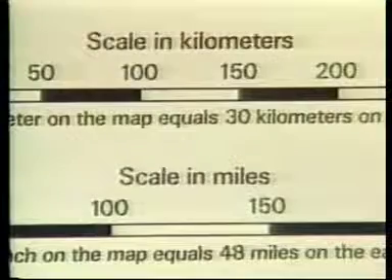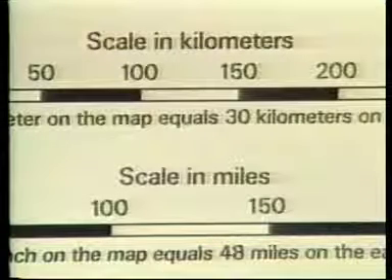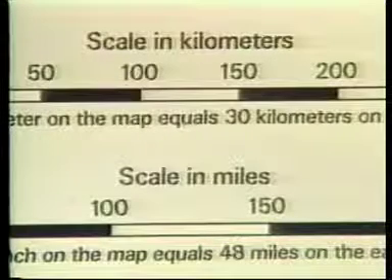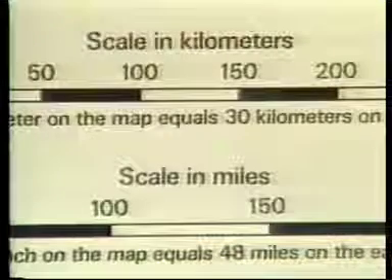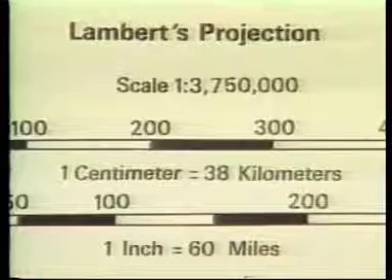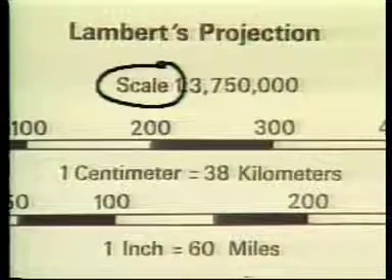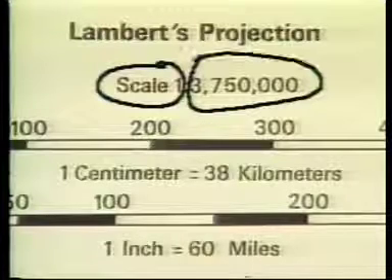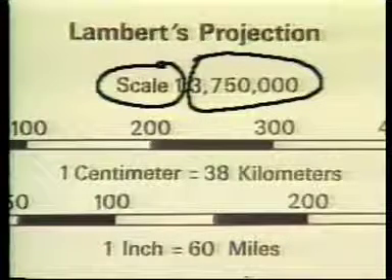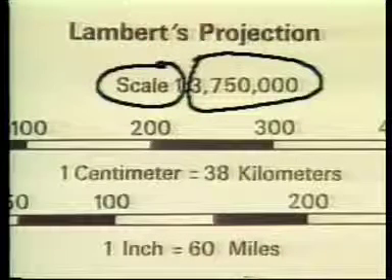Every map should also have a scale. Scale shows the relationship between the distance on a map and the actual distance on the Earth. Scale can be represented or shown in three ways. It can be shown as a fraction or a ratio, such as 1 to 2. This ratio means that 1 unit on the map is equal to 2 units of distance on the Earth.